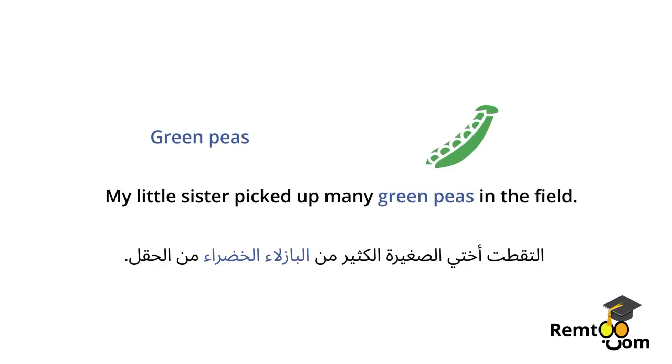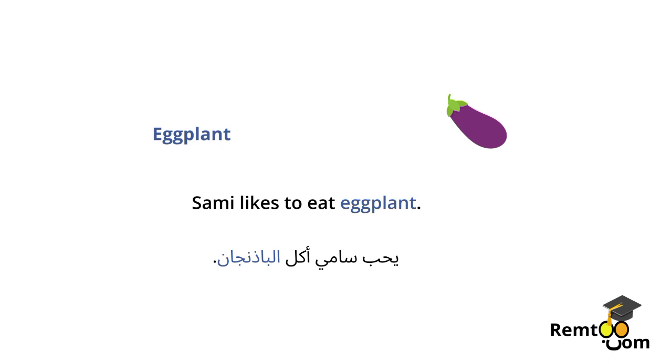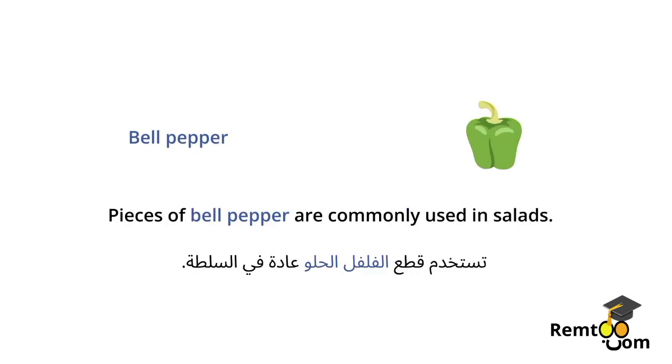Green peas. Example, my little sister picked up many green peas in the field. Corn. Example, the corn grew waist high in the fields. Eggplant. Example, Sammy likes to eat eggplant. Bell pepper. Example, pieces of bell pepper are commonly used in salads.